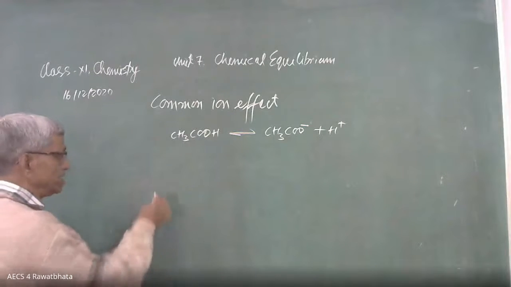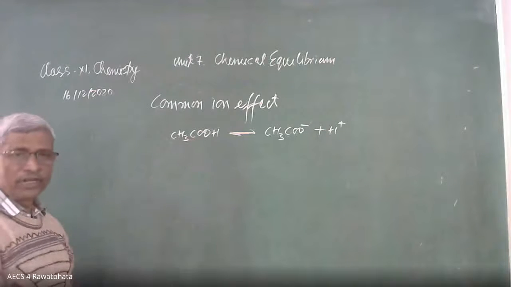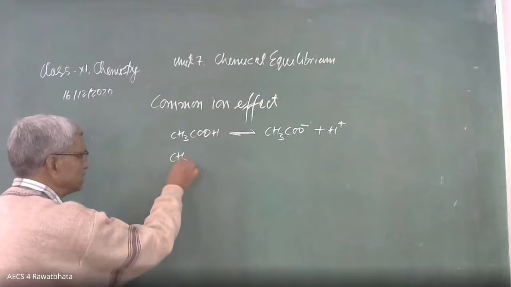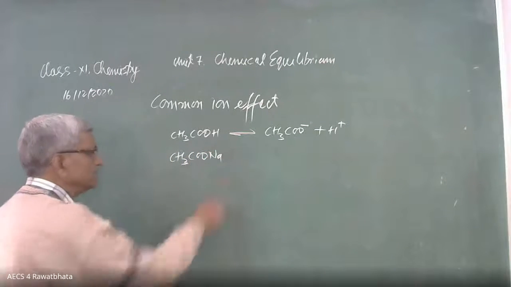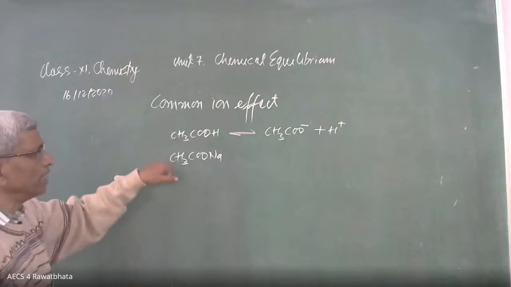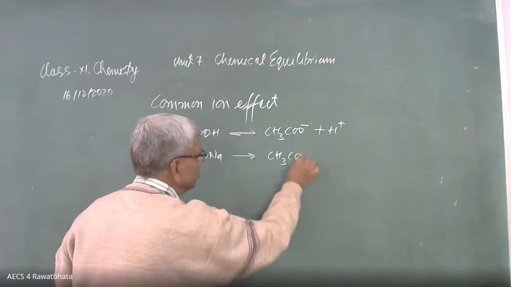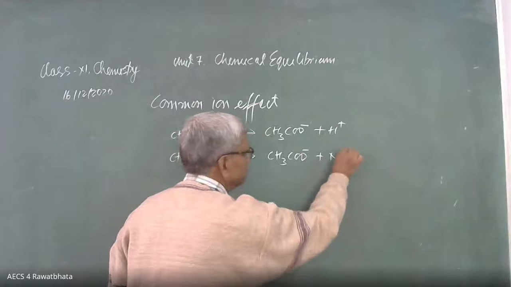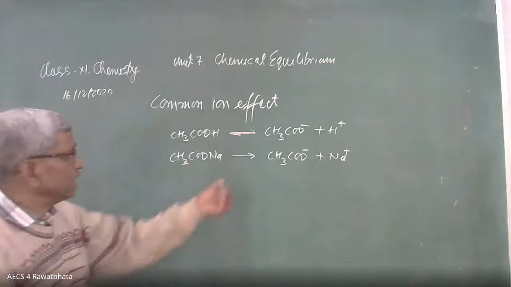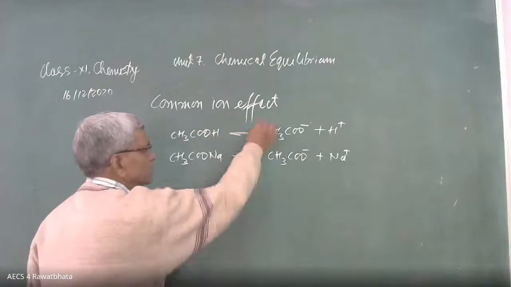If we are going to add a strong salt having a common ion to this acetic acid, one ion of this salt is common to this acetic acid, and that salt should be strong. CH3COONa is a strong salt, and CH3COO is the common ion in these two. It is going to ionize completely to form CH3COO minus plus Na positive. Then what is going to happen? Acetate ion concentration increases in the solution, which is common in these two. This is the common ion.